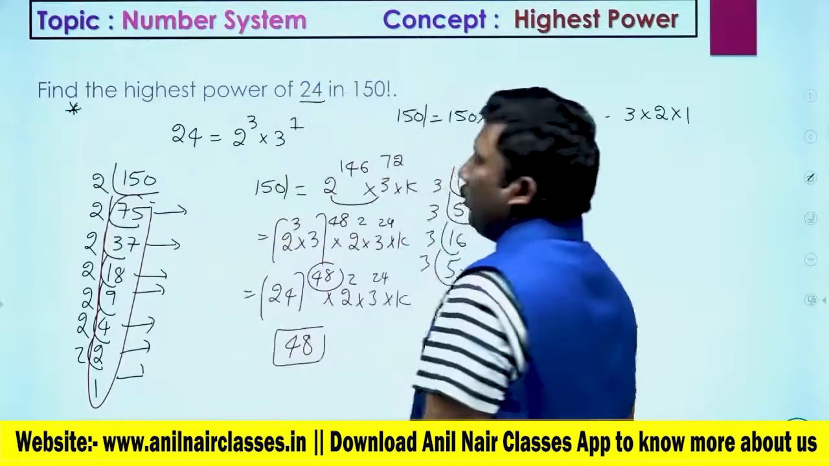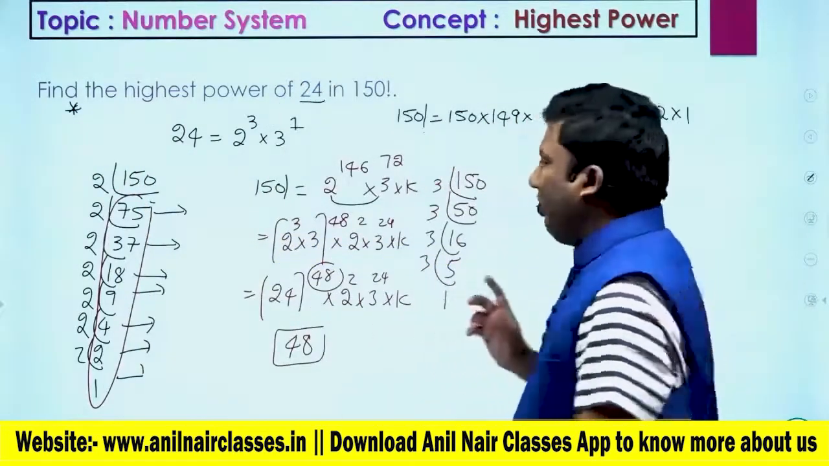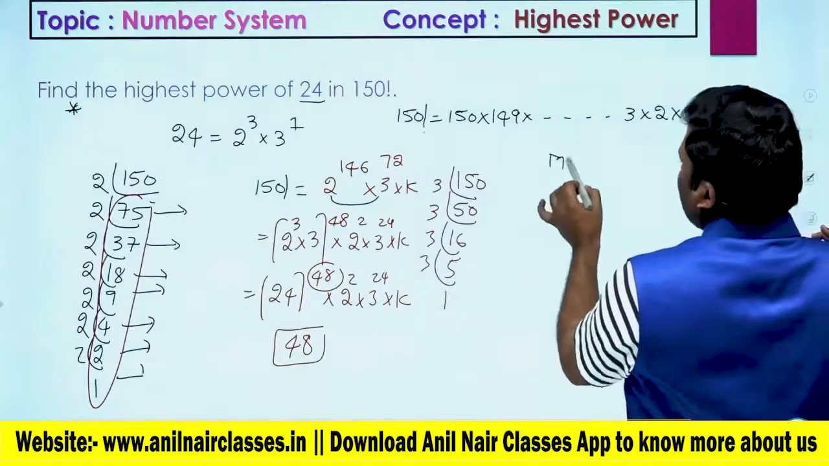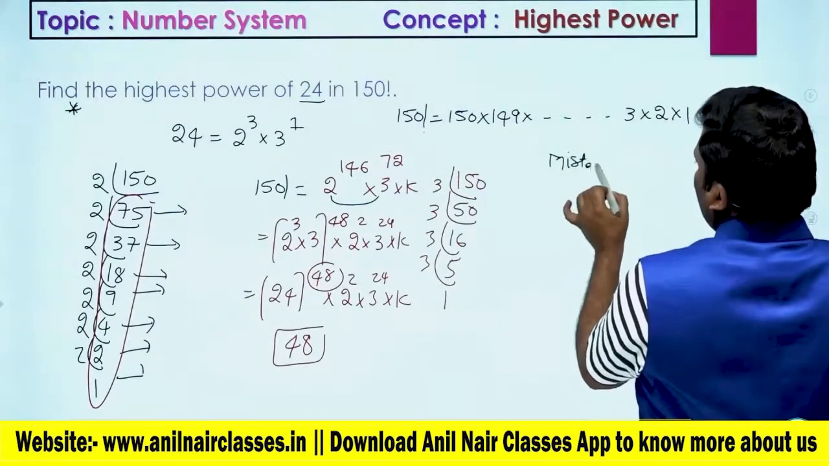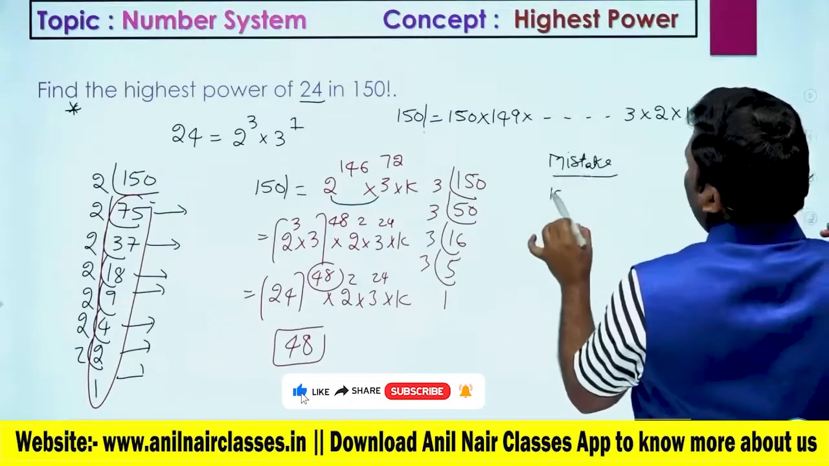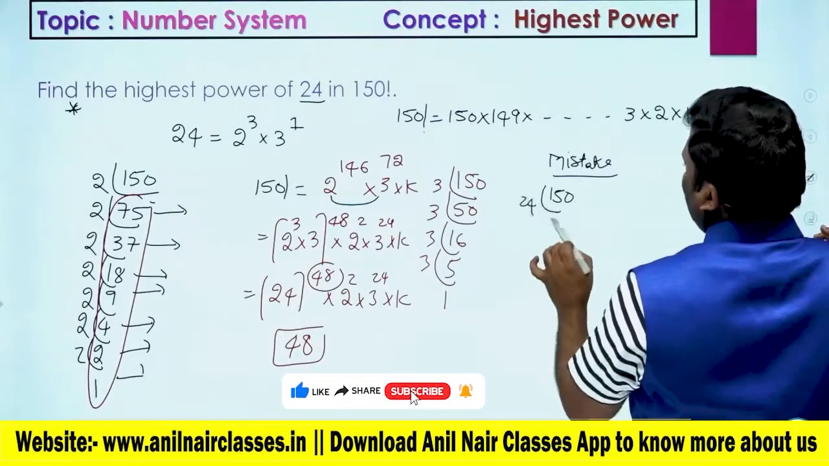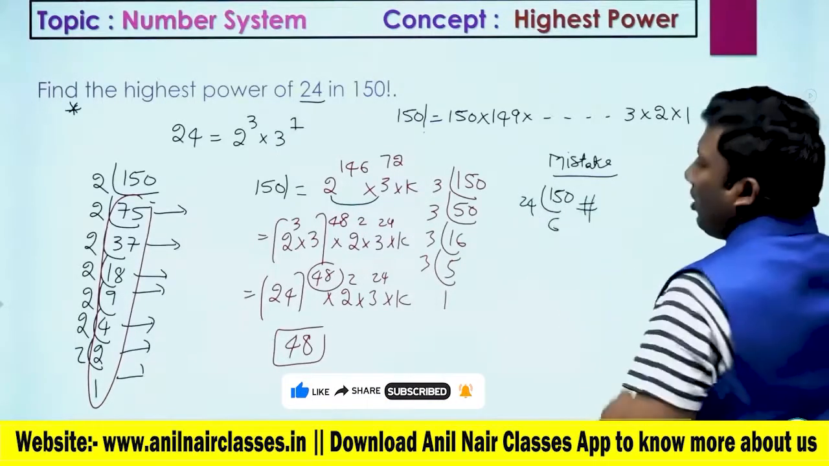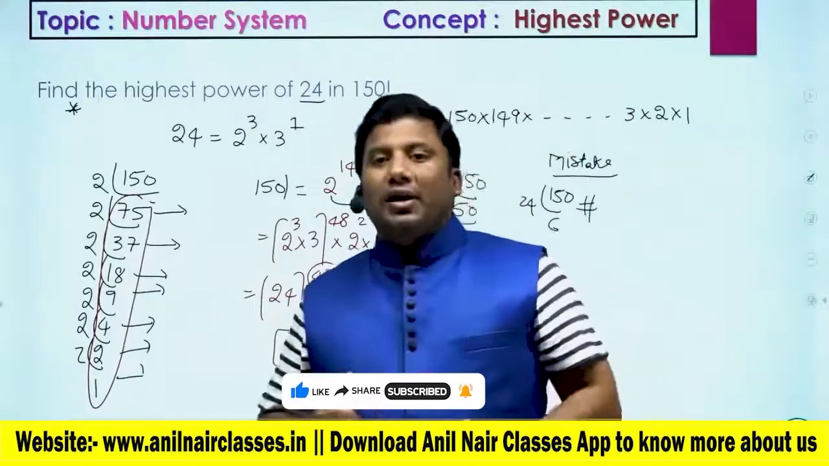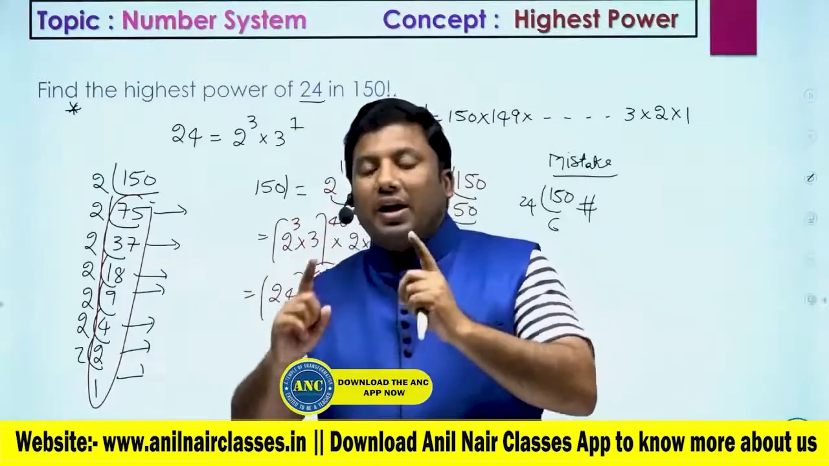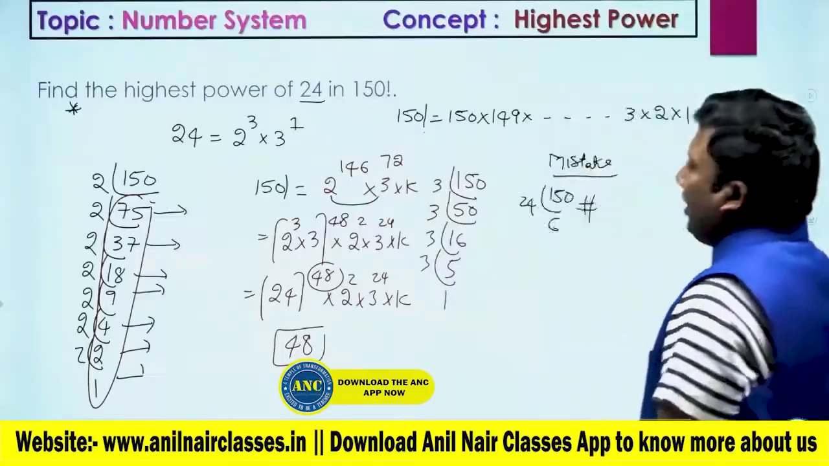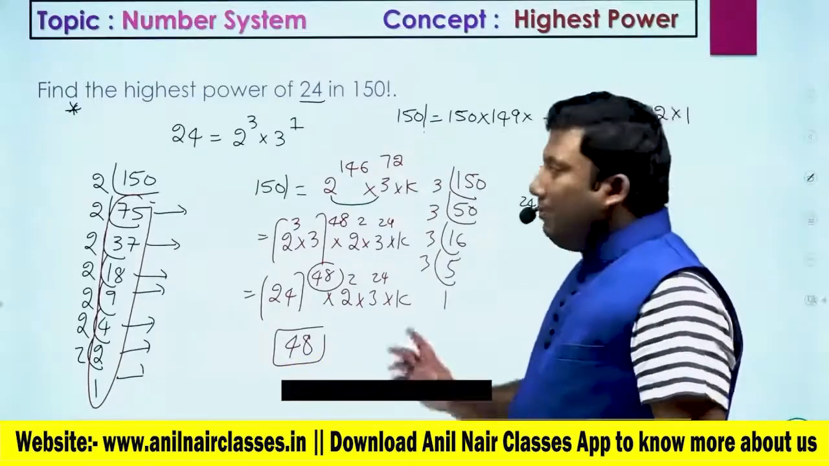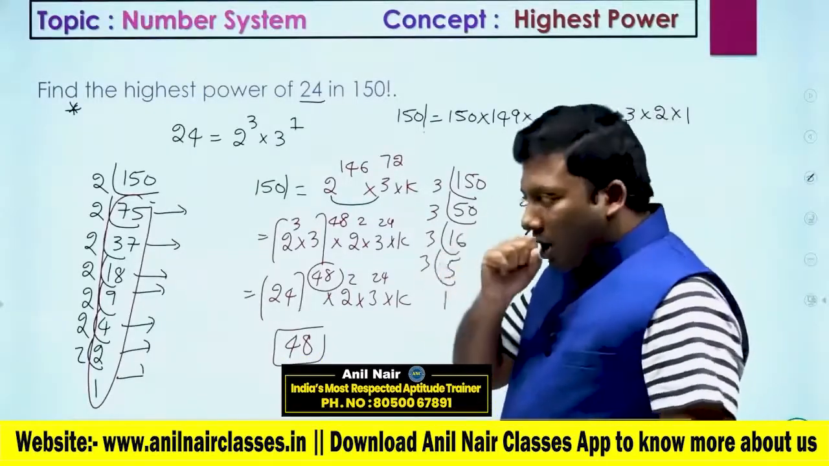Find the highest power of 24 in 150 factorial. The mistake students may make in a hurry is that they may divide 150 by 24. This is a mistake. Why? Because any factorial can be written as a power of prime bases. 24 is a composite number.